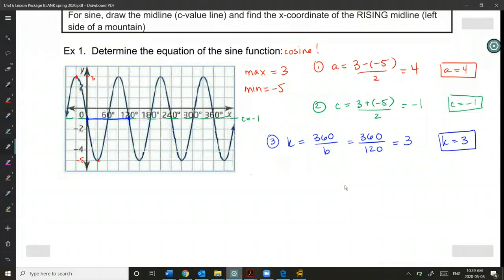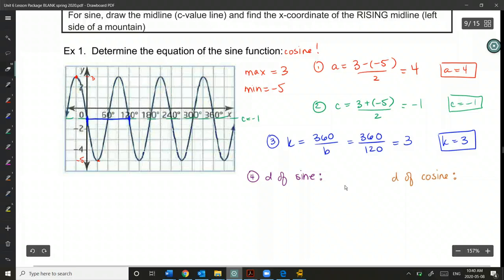Okay, and then lastly, we're going to find d of sine for our sine equation, and then we'll also find d of cosine for the cosine equation. Okay, so for d of sine, here's the idea. I'm going to trace my pencil. So remember, we drew this midline here. I'm going to trace my pencil along there until I hit a rising midline. So I want to be coming from the midline and actually going up into a mountain. So you can actually see that it happens right here. This is my rising midline.